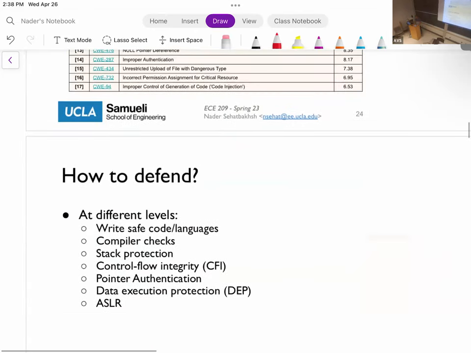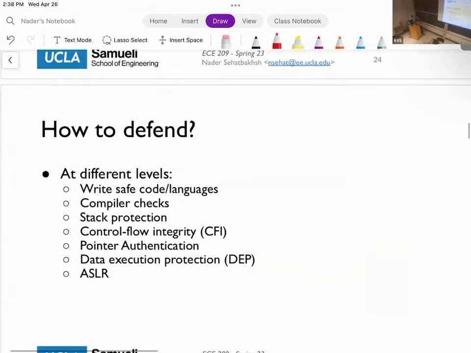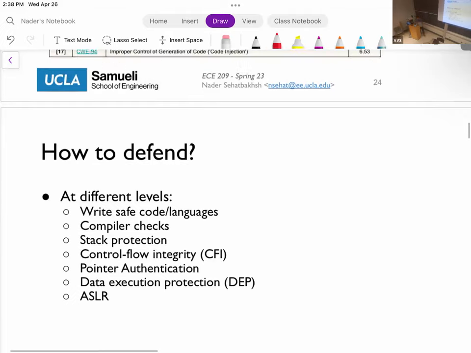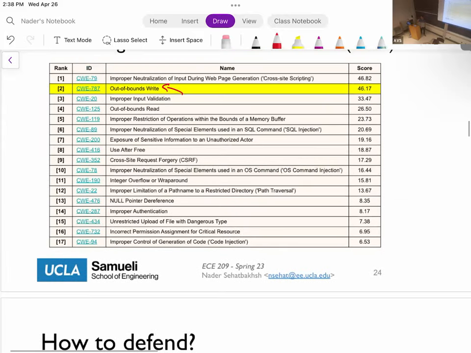So how do we defend against buffer overflow? Of course, people know about this and started thinking about how to fix this problem. The answer is that you can fix it at different layers. Before I go into this, let's see if there are any intuitive solutions that you might have. How do you think we can solve this problem?